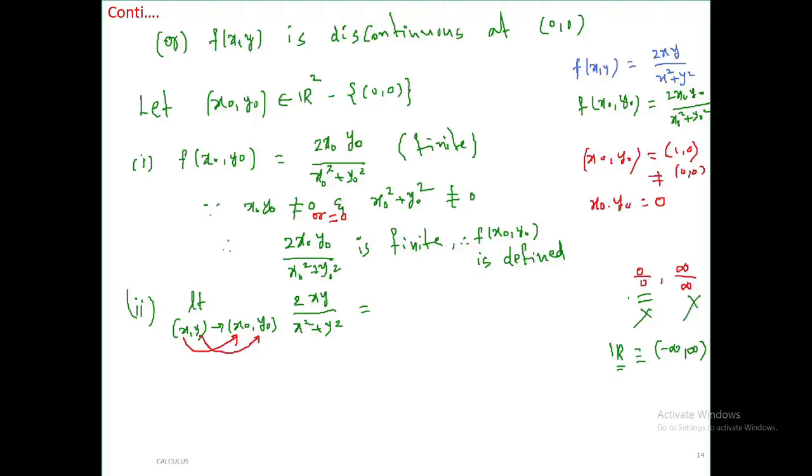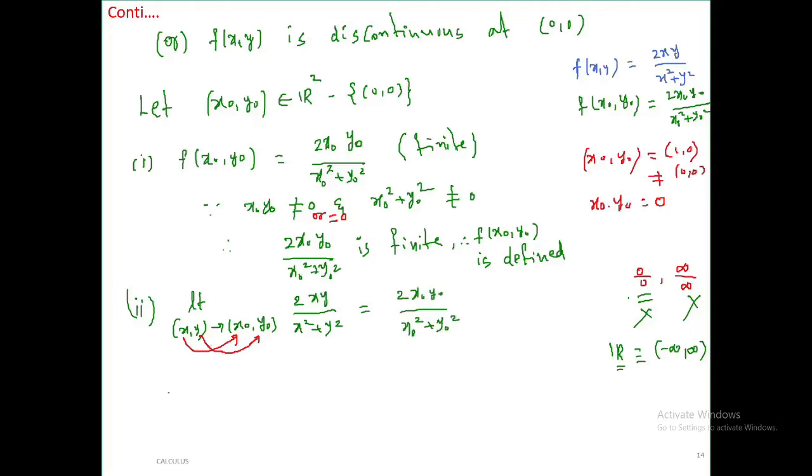Then what to do? Direct substitution is required. That means wherever there is x, you substitute x naught, and wherever there is y, you substitute y naught. Therefore you will get 2 x naught y naught divided by x naught square plus y naught square. Okay. So let me write.